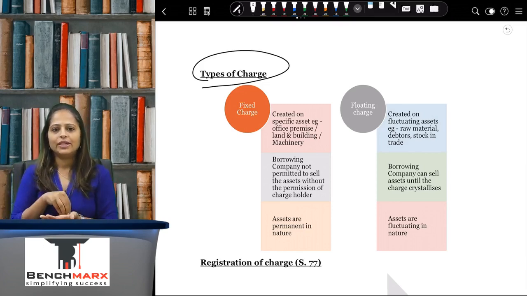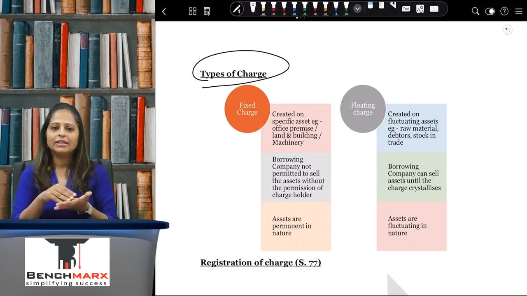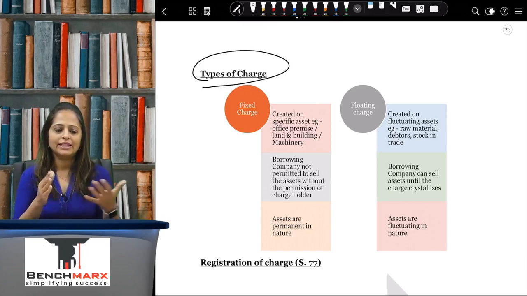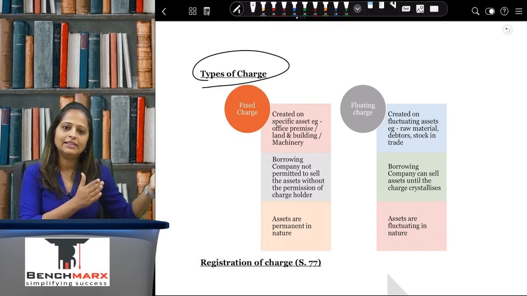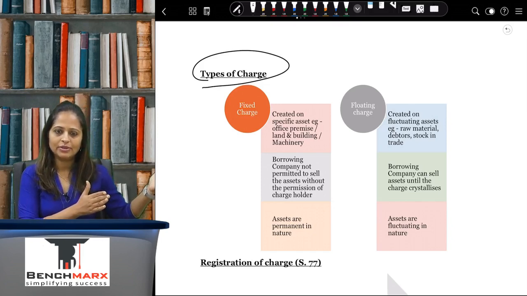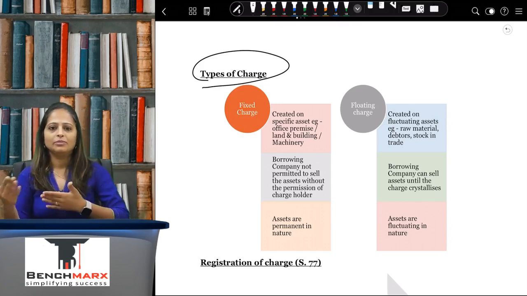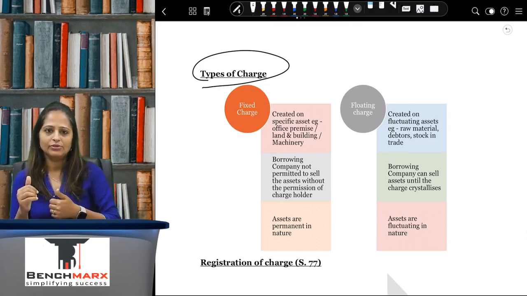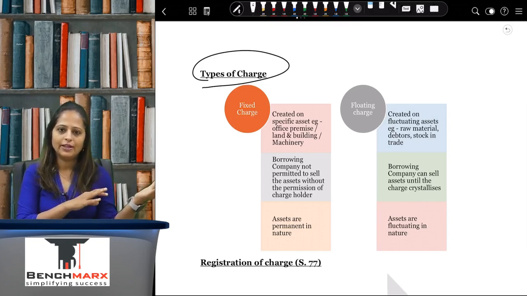Now, say for example I have cotton as my raw material and I have created a charge on my raw material, that is cotton. Does it mean that if I've taken a loan of 5 lakh rupees, I'll keep 5 lakh worth of cotton aside and keep it till the loan has been repaid? No, he will want the best cotton, the fresh cotton that is now available. He'll not want a cotton which is like 5 years old.